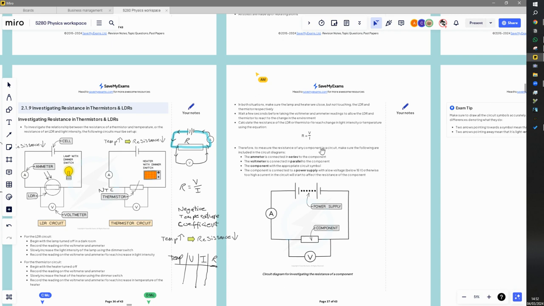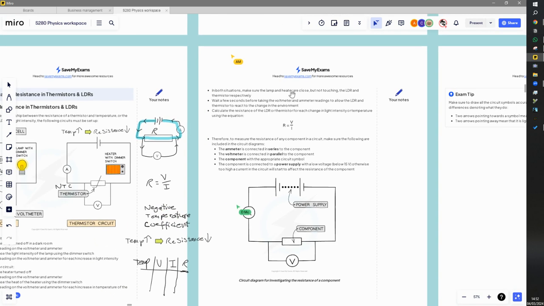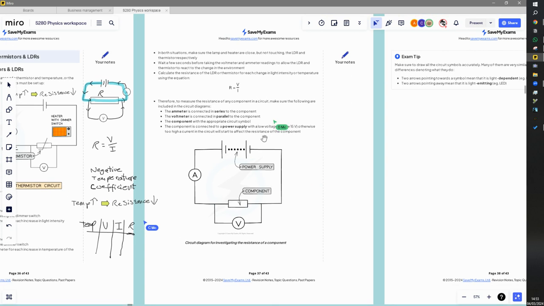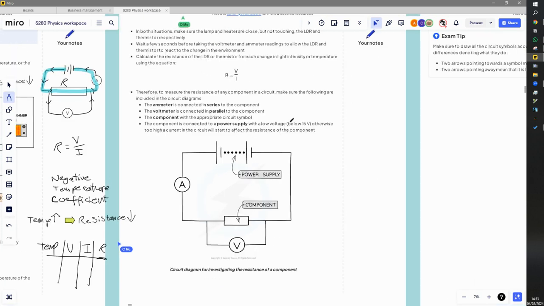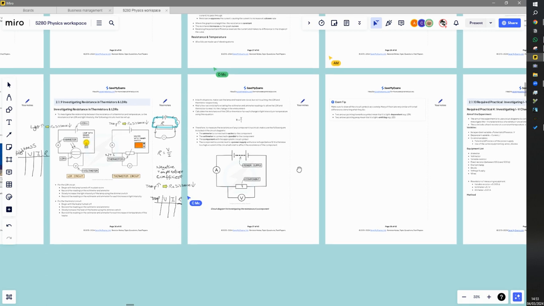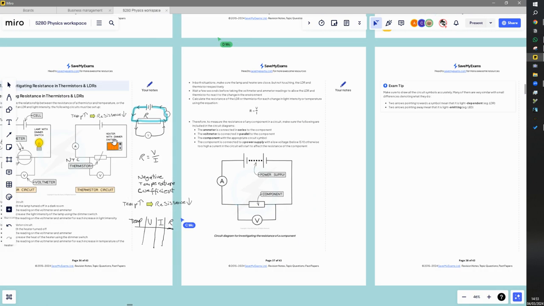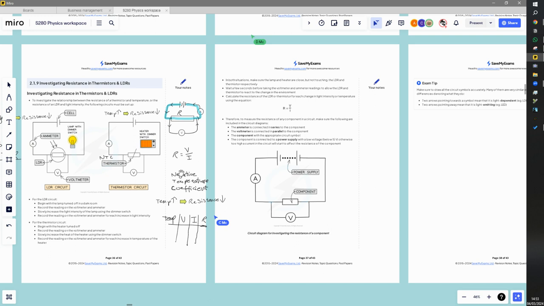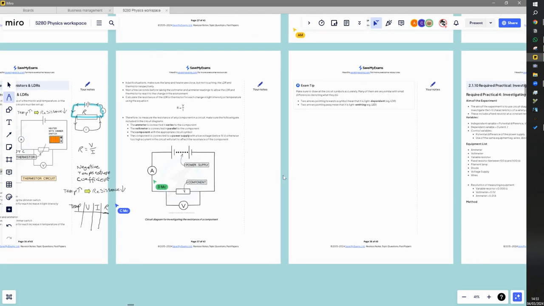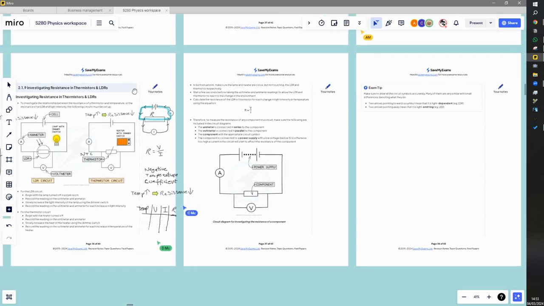So let's go a little bit further then. In both these situations, make sure the lamp, this is again just explaining the method, so pretty much everything I've just said. It's telling you how to wire it up, which I've talked about also. Making sure that it does say to add a power supply with a low voltage, because otherwise it might be dangerous. The components could overheat, and that would be dangerous. So it hasn't actually talked about what the results would be. I've explained that bit.